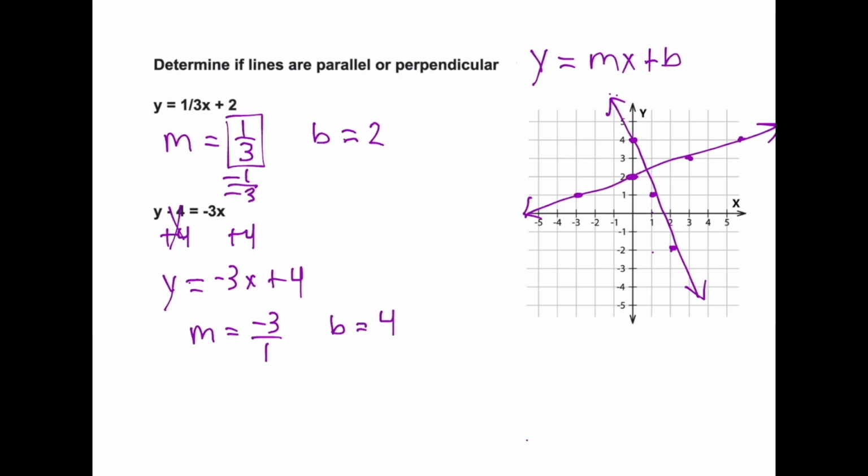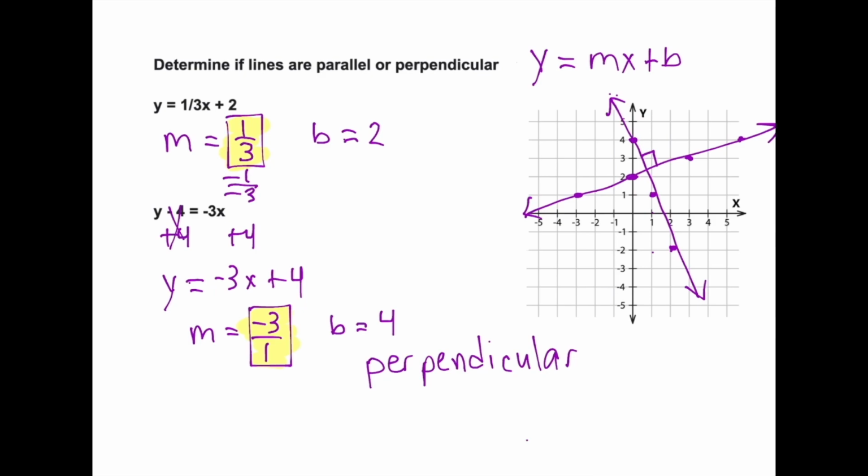What do you notice about our two lines? They're perpendicular. Now, what do you notice about our slopes? Our slopes are negative inverses of each other, meaning one is positive, one is negative, and they're the reciprocal of each other. When trying to determine if lines are parallel or perpendicular, you can always graph them.